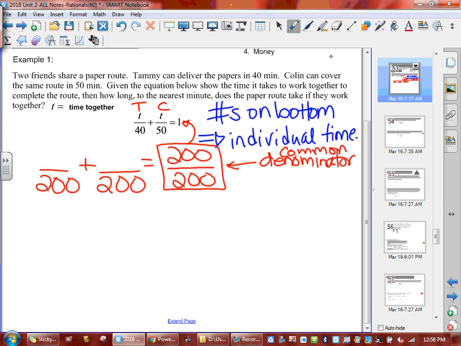I don't like using the letter T very often. They use T a lot, but T looks like a plus sign to me, so I'm going to change it to an X. So that is now X on top. On the top left here, 40 needs to multiply by 5 to become 200 on the bottom, so I multiply 5 by the top. On the right-hand side, 50 multiplies by 4 to get 200, so I multiply 4 by the X.